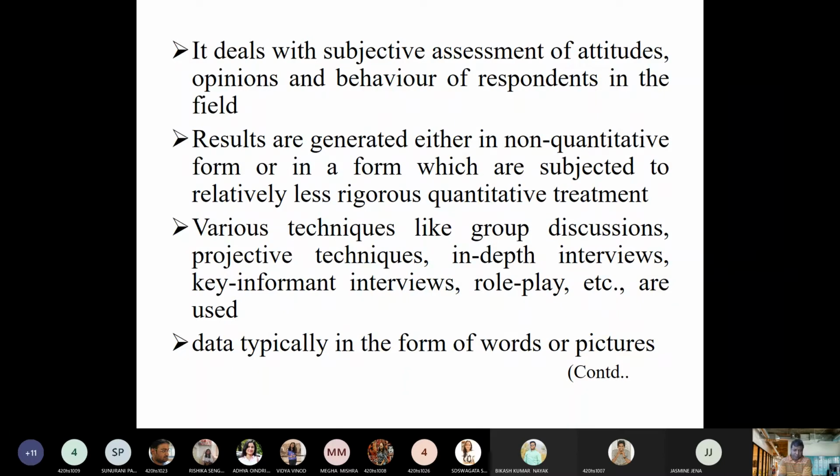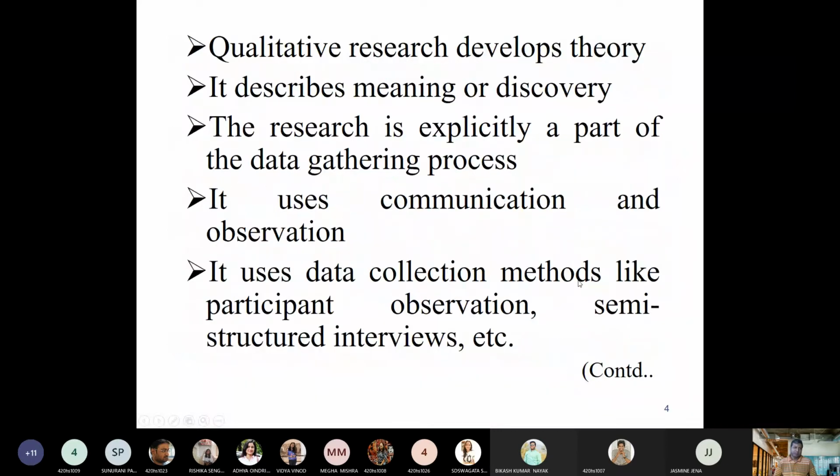Data is typically in the form of words or pictures. Generally, data is collected either in a pictorial way, or through verbal or non-verbal communication, and in the verbal way we type it in word form and collect it.